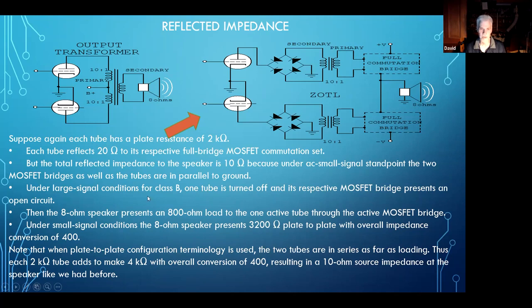Under large signal conditions for Class B, one tube is turned off and its respective MOSFET bridge presents an open circuit. Then the 8 ohm speaker presents an 800 ohm load to one active tube through the active MOSFET bridge. Under small signal conditions, the 8 ohm speaker presents 3200 ohms plate to plate with an overall impedance conversion of 400. So, gee, it sounds a lot like the output transformer.